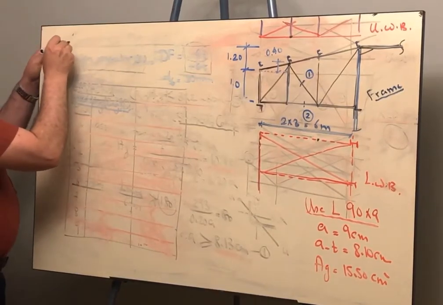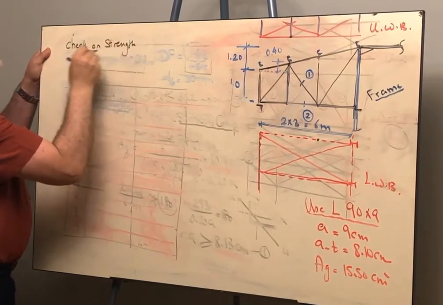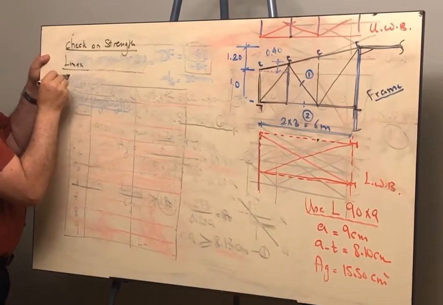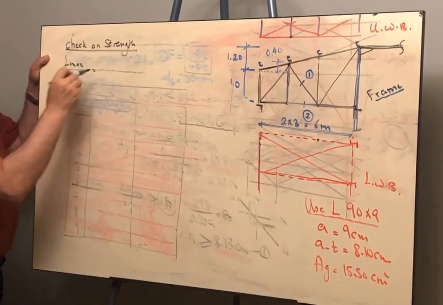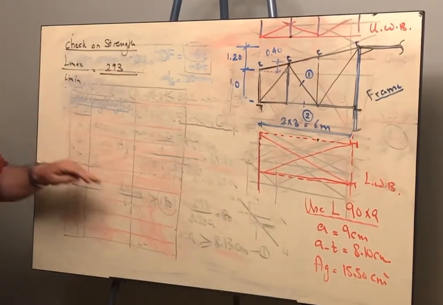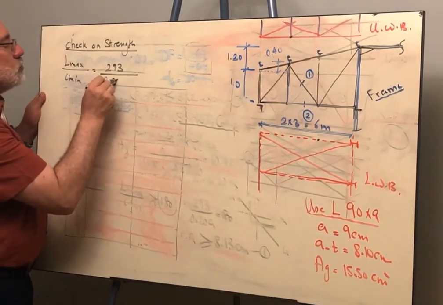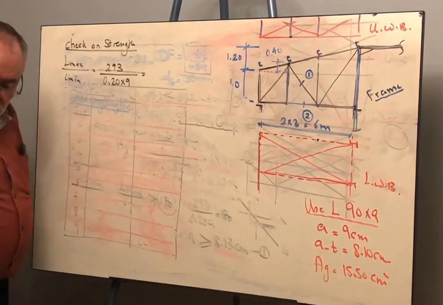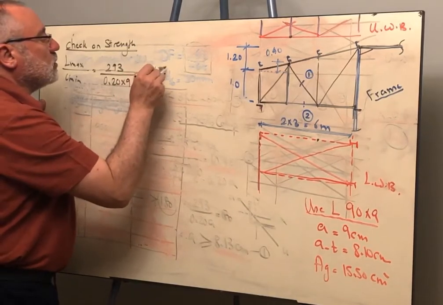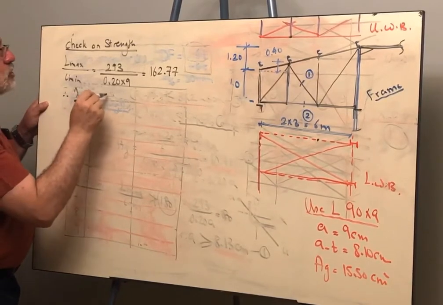Okay, check on strength. What will be the steps? I will get L maximum over I minimum. The maximum buckling length is 293 centimeter. I minimum, we selected an angle 90 by 9. So I minimum is 0.2a, which is 0.2 multiplied by 9. If you did this, you will get 162.77.